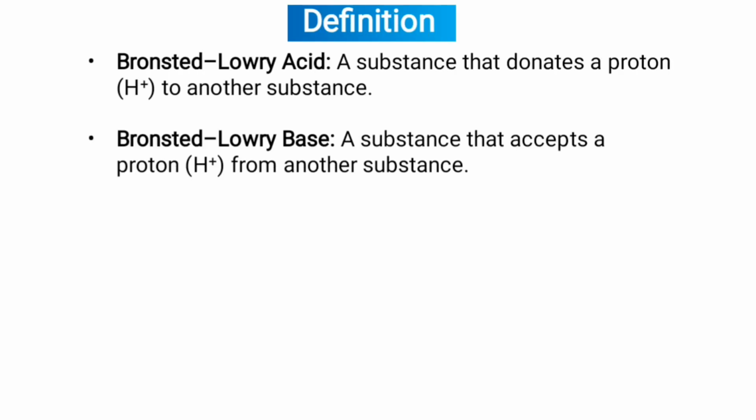Definition of acid and base according to the Bronsted-Lowry concept. Bronsted-Lowry acid: a substance that donates a proton, H+, to another substance is called an acid according to the Bronsted-Lowry concept. And the second one, Bronsted-Lowry base: a substance that accepts a proton, H+, from another substance is a base according to the Bronsted-Lowry concept.